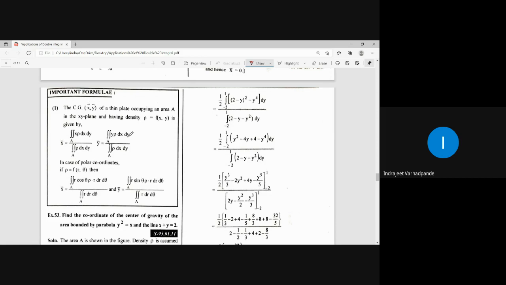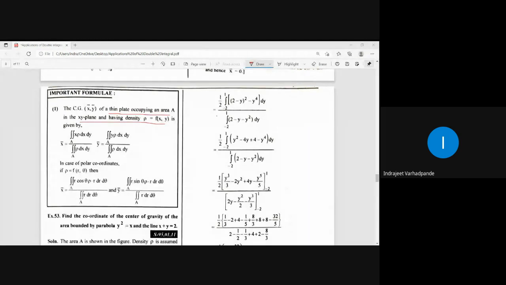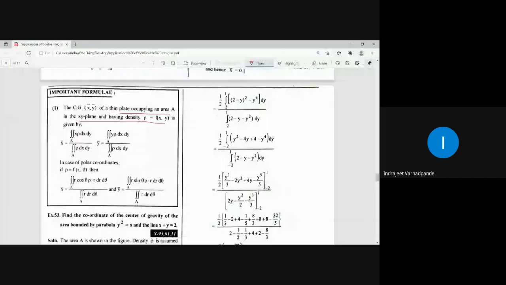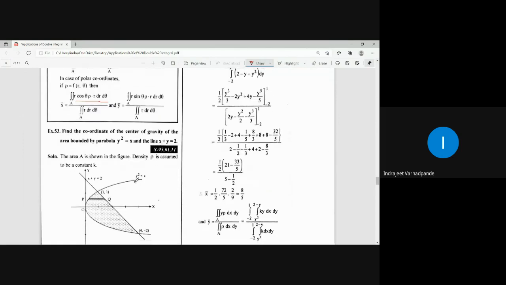The center of gravity x bar comma y bar of a thin plate occupying an area A in the xy plane and having density rho f of xy is given by x bar is equal to this value, and accordingly we will do the simplification and get the answer. In case of polar coordinates, x bar will be r cos theta rho r dr d theta and the simplification. Just for your understanding, we do one example.